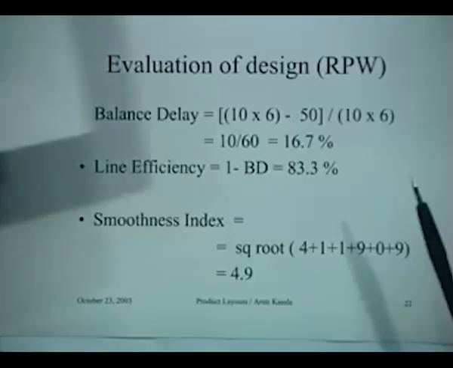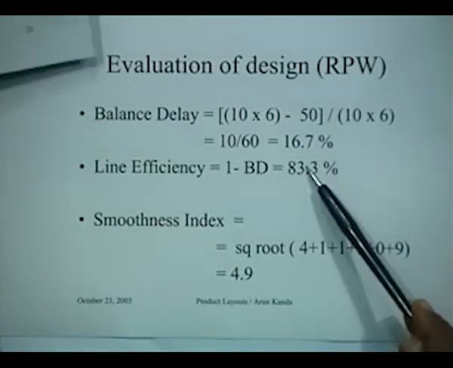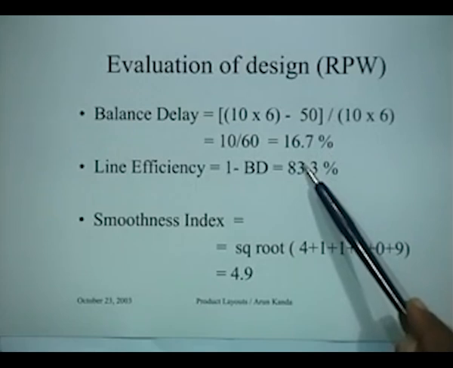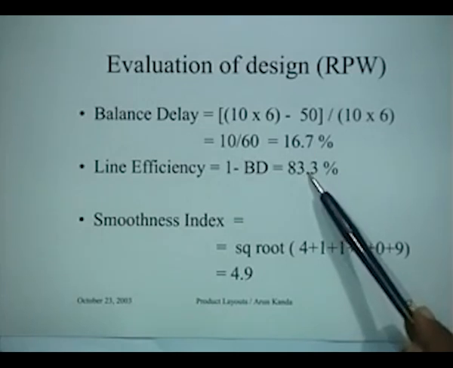So what we can do is we can try to evaluate this particular design. We can see, for instance, that the evaluation of the design by the RPW method, again the balance delay and the line efficiency are the same, because the balance delay and the line efficiency are determined by the number of workstations. And in this design also you get 6 workstations, in the previous design also you get 6 workstations.